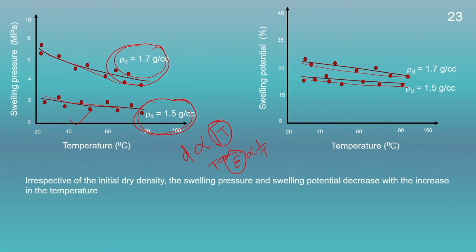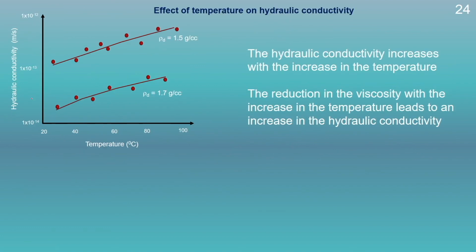So, therefore, with increase in the temperature, the swelling pressure as well as the swelling potential of the soil will decrease. Now, if we compare the hydraulic conductivity with the temperature, when we heat the soil sample up to 100 degrees centigrade, the hydraulic conductivity of the soil will increase. This compares the hydraulic conductivity at two different densities. As the density is higher, the soil will exhibit a lower value of hydraulic conductivity.